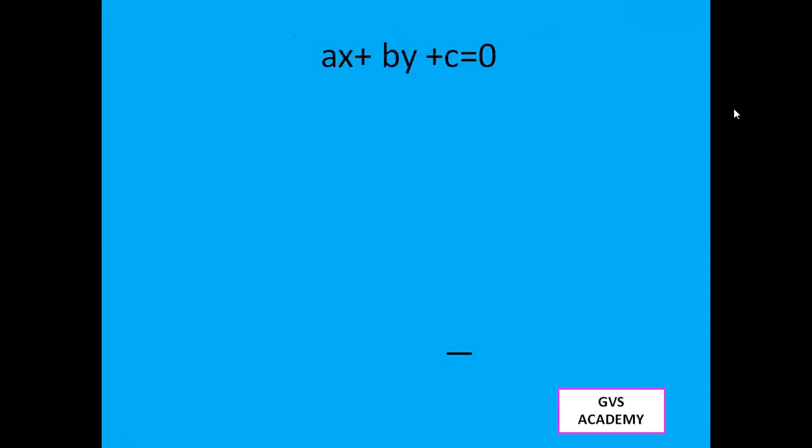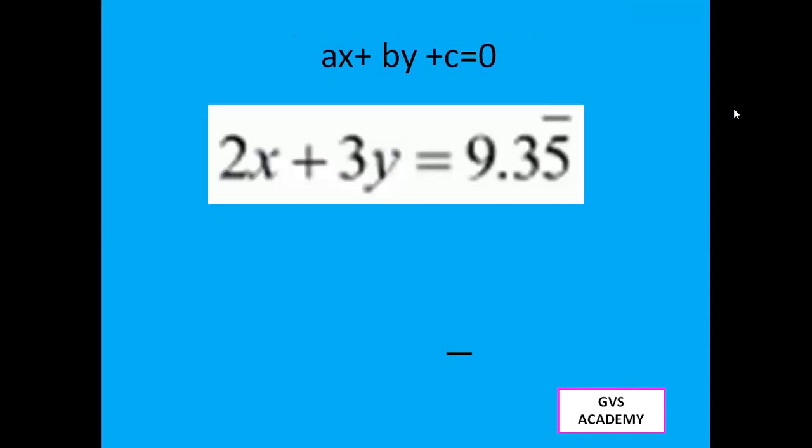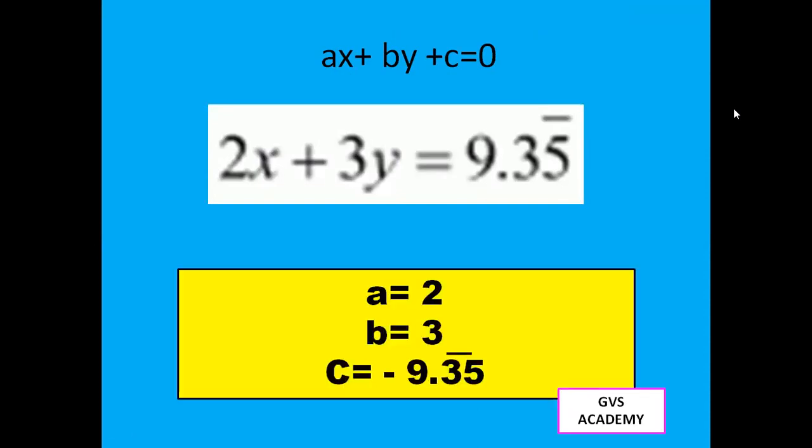The equation is of the form ax plus by plus c equal to 0. The given equation is 2x plus 3y is equal to 9.35 bar. So this can be written as a equal to 2, b is equal to 3 and c is equal to, here it is on the plus side. If it goes to this side, that is the LHS, it becomes minus. So always our equation will be in the form of ax plus by plus c equal to 0. So a is equal to 2 and b is equal to 3 and c is equal to minus 9.35 bar.